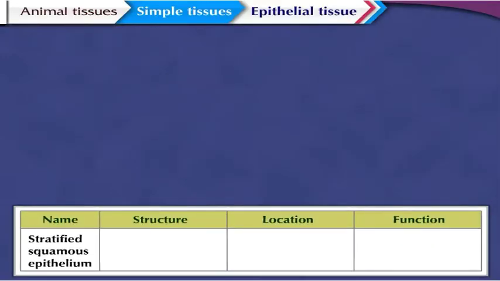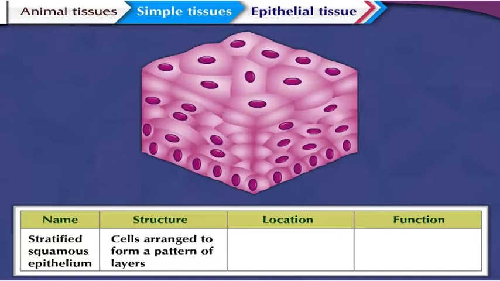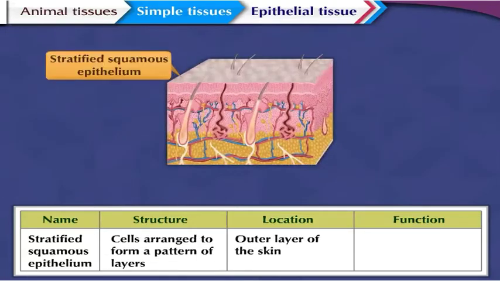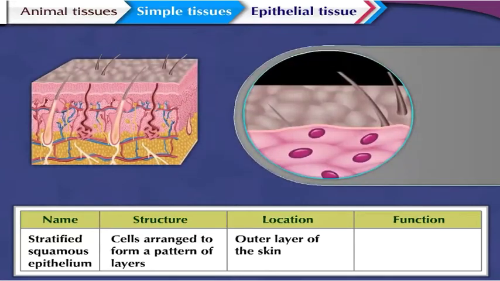Stratified squamous epithelium. The cells are arranged to form a pattern of layers. They are found in the outer layer of the skin. It protects the body organs, prevents wear and tear of the skin.